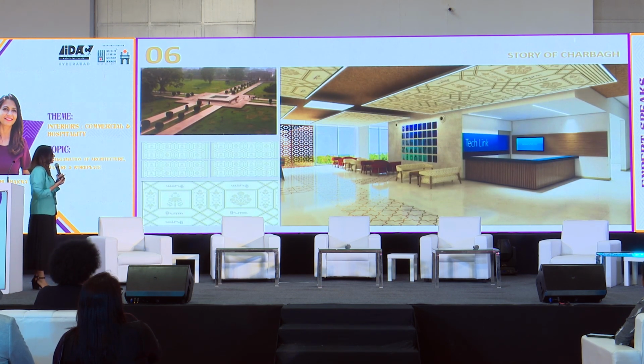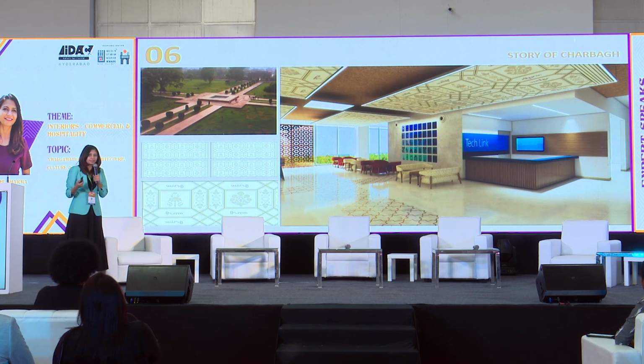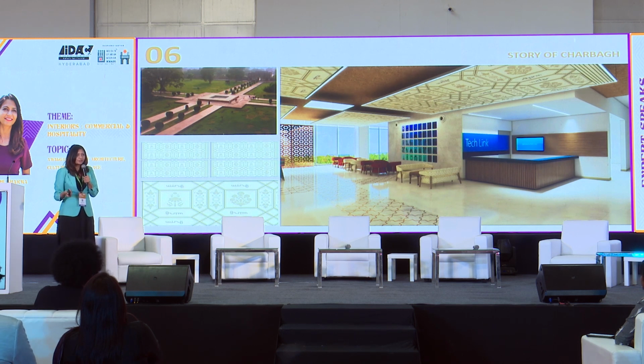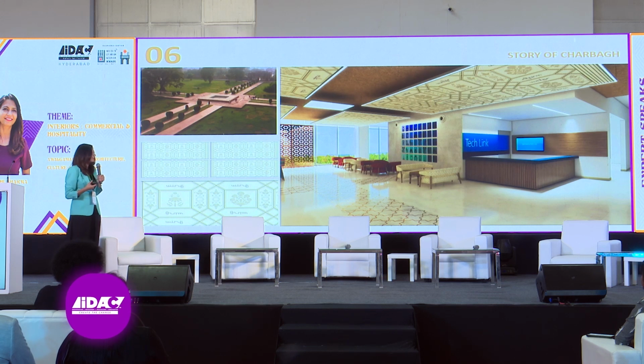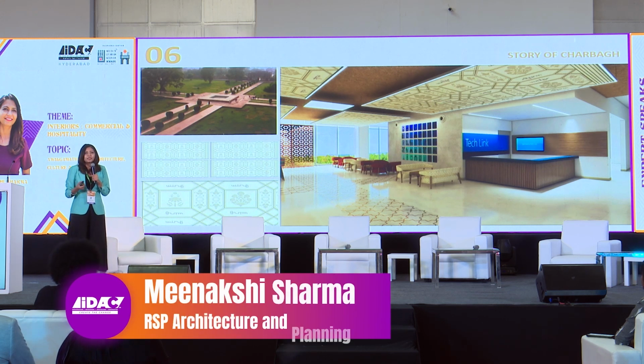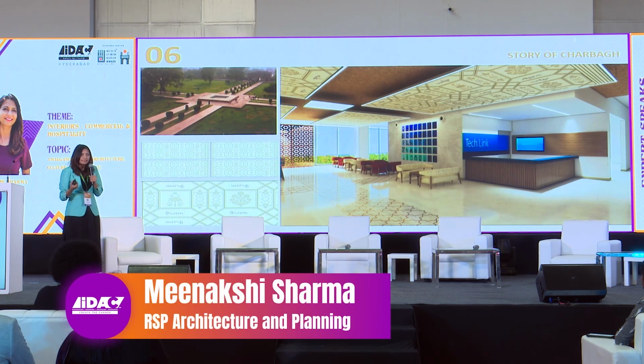Now, the story of Charbagh. This is very interesting. When we studied the Taj Mahal, we understood that Charbagh is actually a concept of the Persian garden. It also comes from the concept of paradise. As per the Islamic religion, the paradise garden has 4 rivers: the river of water, river of milk, honey, and wine. Yes, you heard it right, it's wine.